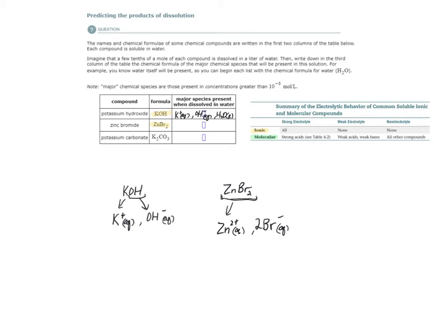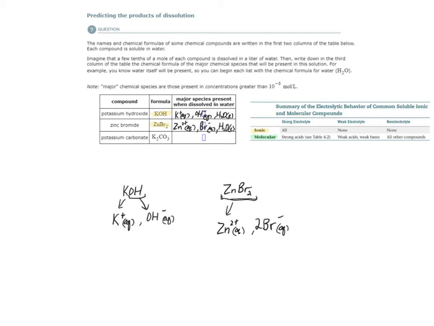Okay, so the major species present, it's not asking how many I get, it's just asking what is there in solution. Well, I have zinc metal ions. I also have bromide ions, and then again, water. Okay, so notice we have to be able to predict the charges of these from the chemical formula, which is an old skill, something we've worked on before.